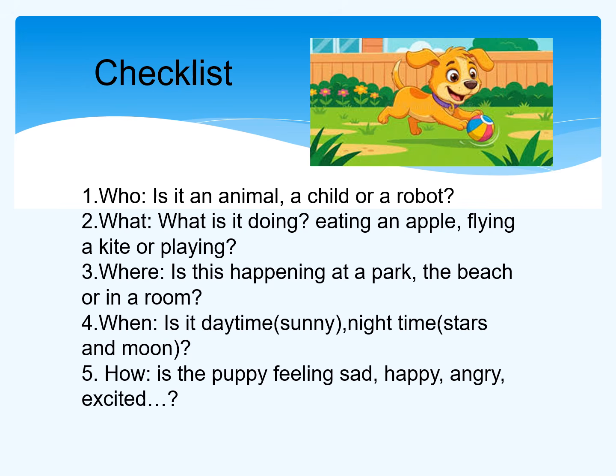Now, the next thing you're going to see is that where is this action happening? Is it happening at a park, the beach, or in a room? As you can see the green grass and the flowers and the fence. So definitely you're going to say that it is happening in a park. So the puppy is playing with the ball in a park, right?